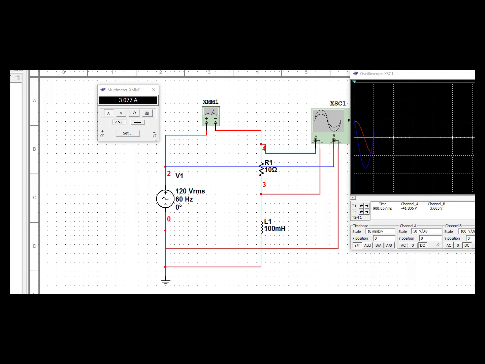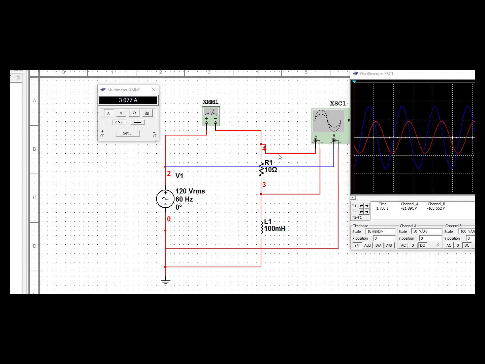Okay, so we're back to our Multisim circuit here, and notice how I brought in an oscilloscope. It's a 2-channel oscilloscope. One of the channels, channel A, I've got across the resistor, and the other, channel B, I have across the source. Now remember, we're looking at the phase angle. We want to know the angle between the current and the applied voltage. That's what we call the circuit phase angle. So through the use of the oscilloscope, I can determine the angular displacement between the two waveforms.